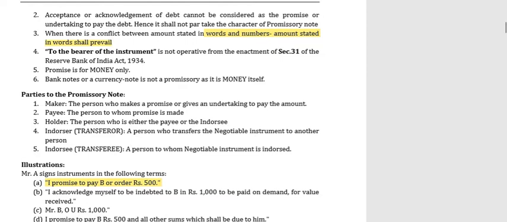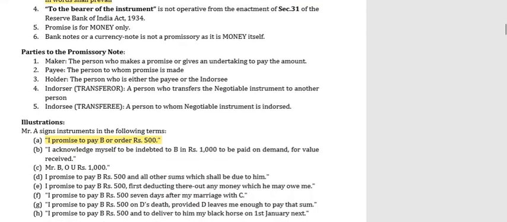Bank notes or currency notes are not promissory notes, as they are money itself. It is a negotiable instrument. Who are the parties in case of a promissory note? Maker, payee, holder, endorser and endorsee.